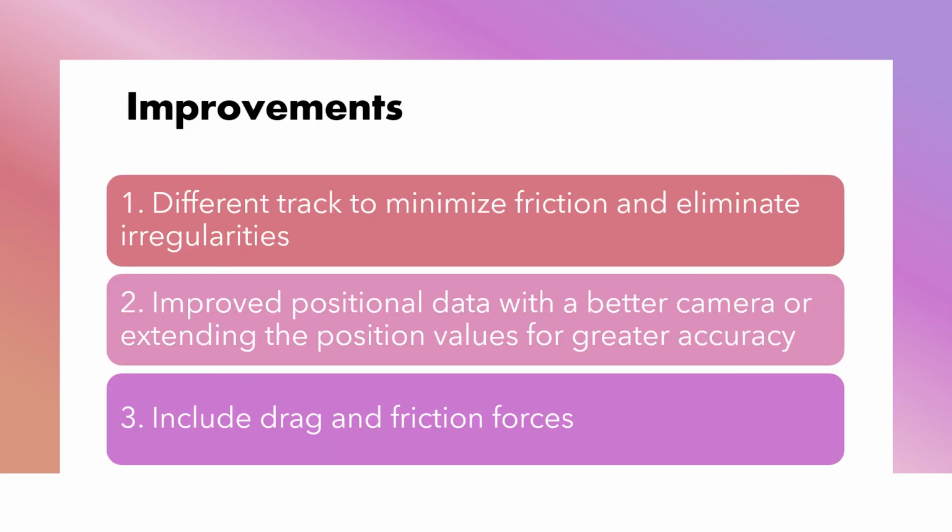There are multiple ways that this model could be improved. In terms of the real-life scenario, another surface could be used to minimize friction and eliminate any irregularities in the object's path that would cause it to veer off course. Concerning Tracker, a better camera with more frames per second could have been used, or more decimal places in position values could have been incorporated for more accurate position data. To improve the computer model, forces that affect the object in real life, such as drag and friction, could have been included in the calculation of net force, affecting the movement of the object in the model and making it more realistic.